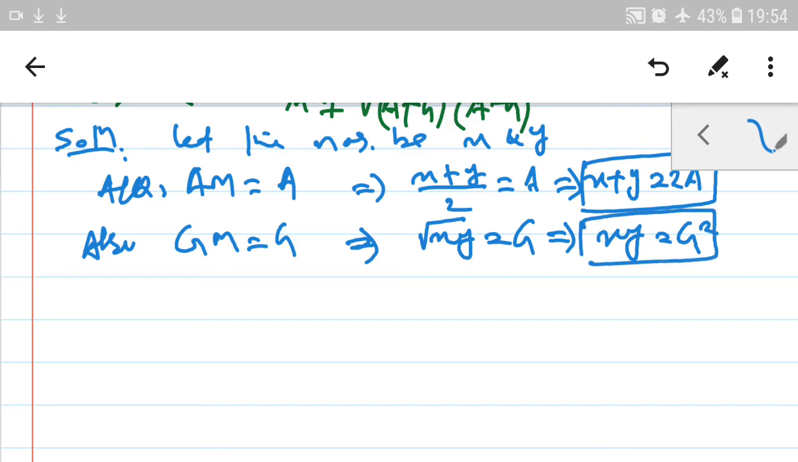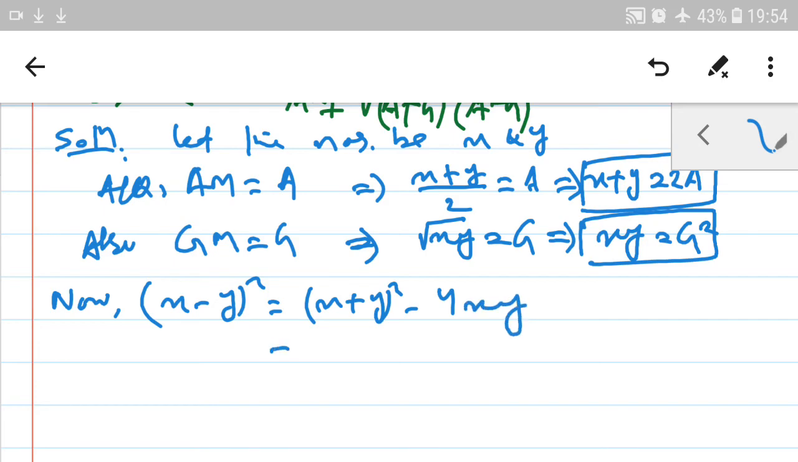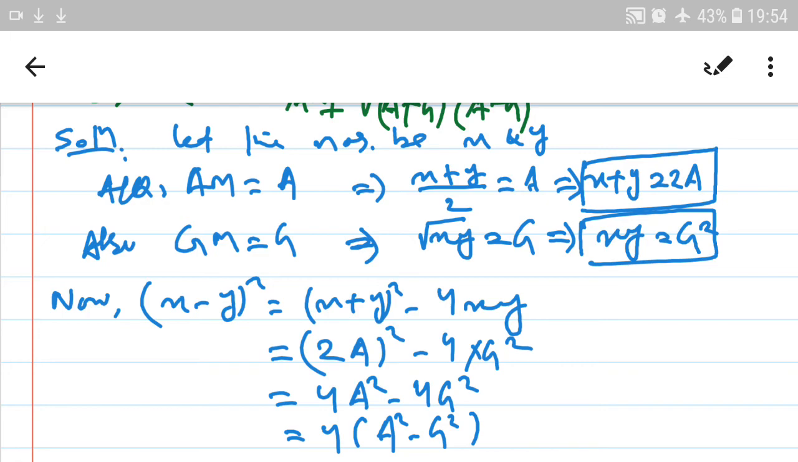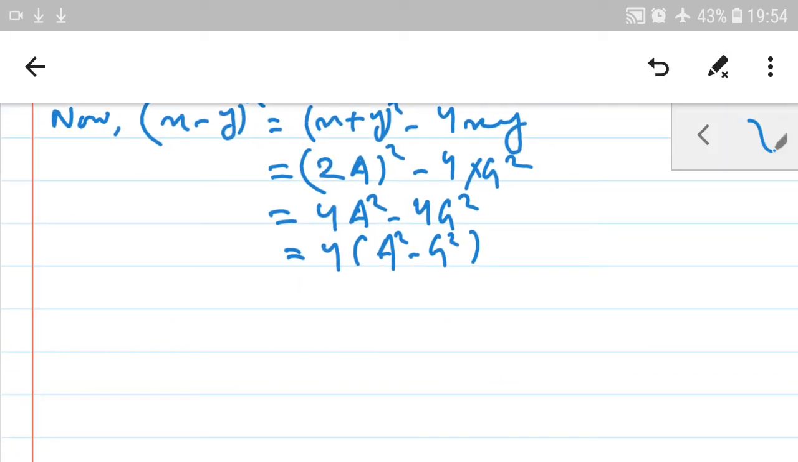Okay, now if it is so, then we can write (x minus y) whole square is equal to (x plus y) whole square minus 4xy. (x plus y) whole square I can write as (2A) whole square minus 4 times, in place of xy I can write G square. So it is 4A square minus 4G square, which is 4 times (A square minus G square), right?